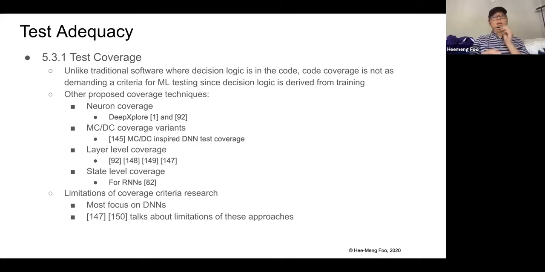And then MCDC coverage variance. There's some papers, some work in that space. Layer level, for those of you who know deep neural networks, they are multiple layers. Sometimes it's in the order of 100 layers, right? So one approach is to look at coverage by layer. And state level coverage, because these apply to recurrent neural networks, because recurrent neural networks essentially have this component of state in there. And then a whole bunch of research that talks about limitations of coverage research.